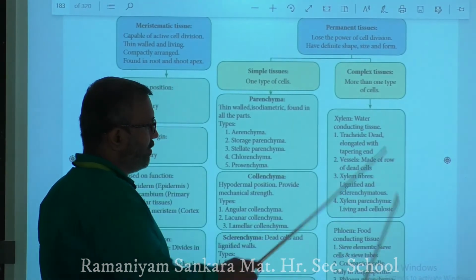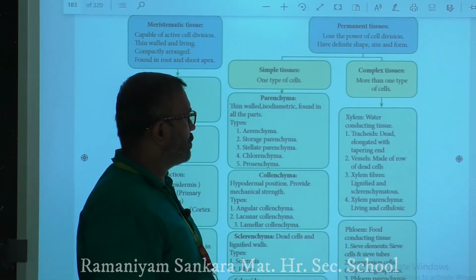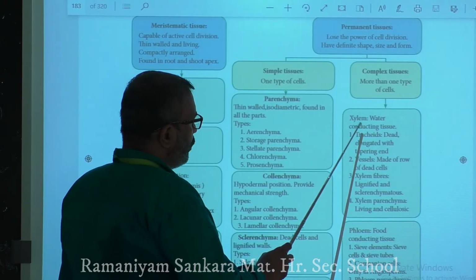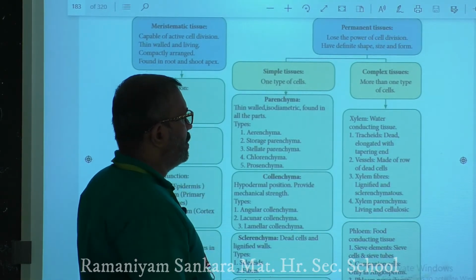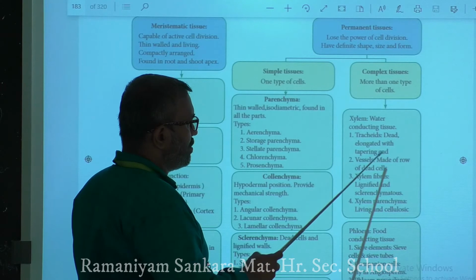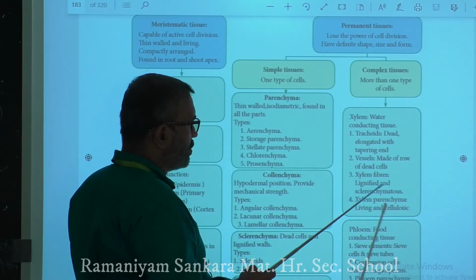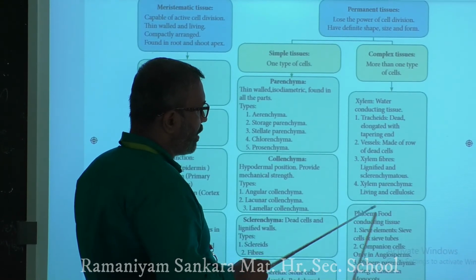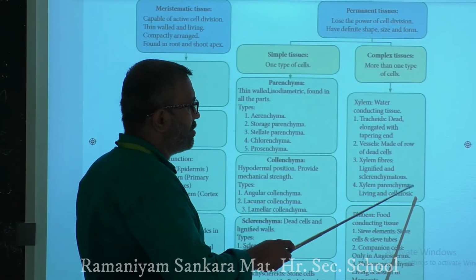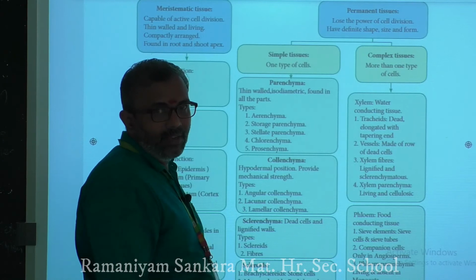Xylem is the water conducting tissue. Phloem is the food conducting tissue. Xylem has four types of elements: tracheids, vessels, xylem fibers, xylem parenchyma. Tracheids are dead cells, vessels are dead cells, xylem fibers are also dead cells, lignified and sclerenchymatous. Xylem parenchyma is a living cell. Only xylem parenchyma is living. They will ask one more question.